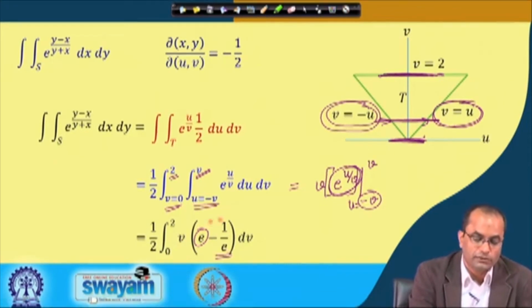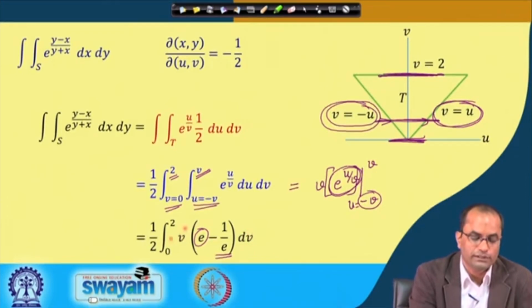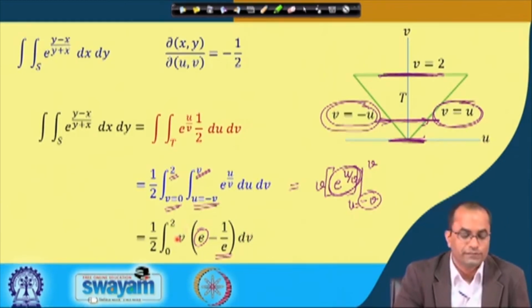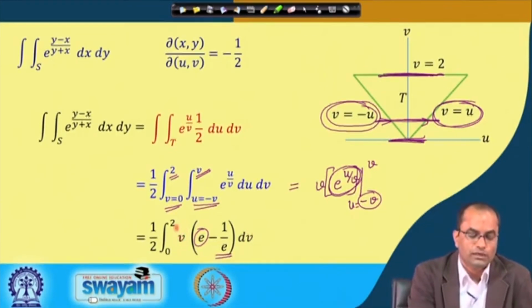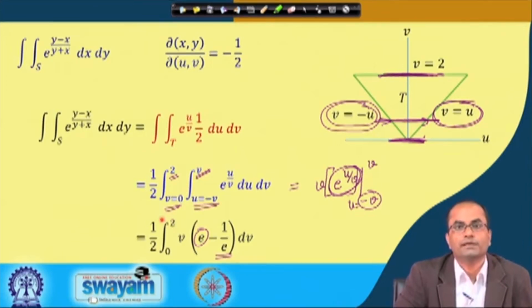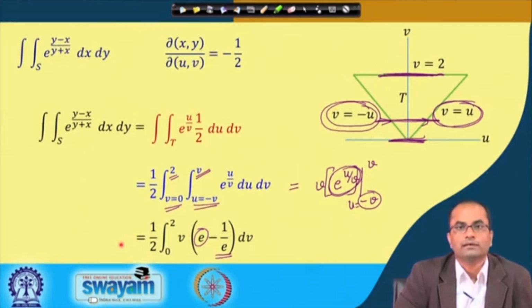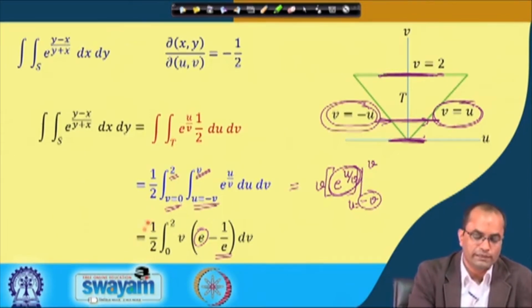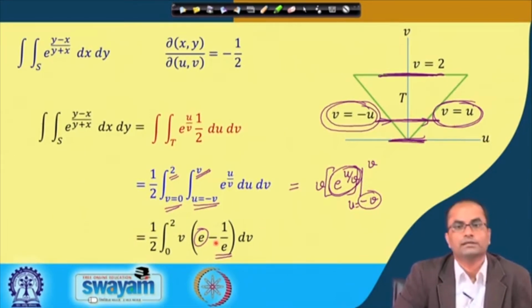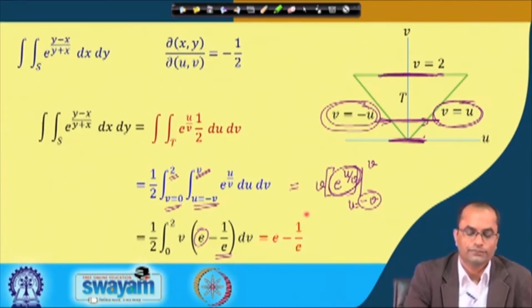And now, this is a constant. So, here with respect to v, this will give us v square by 2. And this is 2 there, the upper limit. So, 4 by 2, that means 2, and that will also cancel out from this 2. So, finally, this integral is nothing but e minus half.